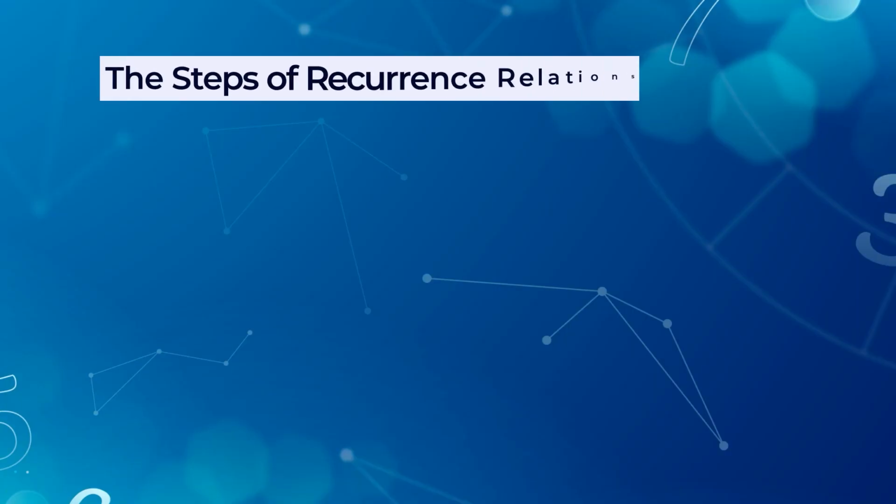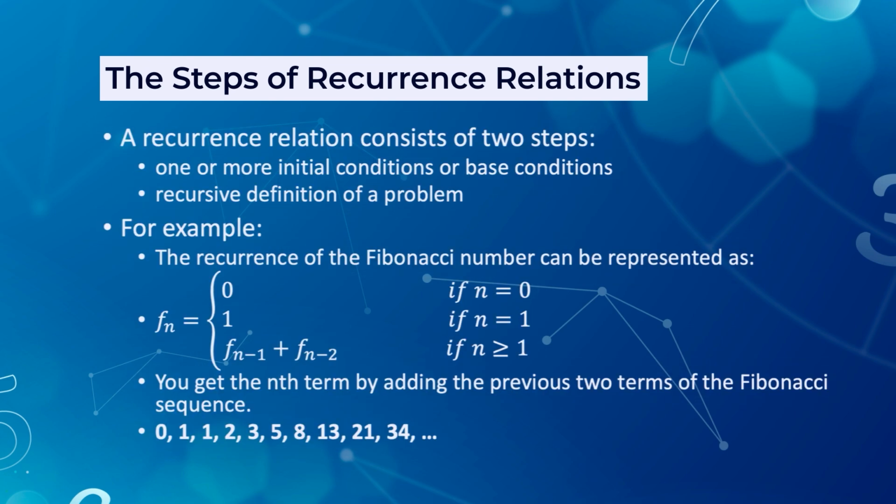So, what are the steps of recurrence relations? Well, a recurrence relation consists of just two steps. One or more initial conditions, which are also called base conditions, and the recursive definition of the problem, that is the second thing which we have to define. Once again, one or more initial conditions or base conditions, and the recursive definition of the problem.